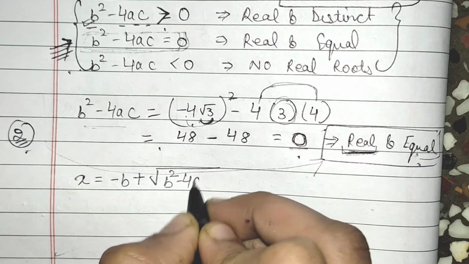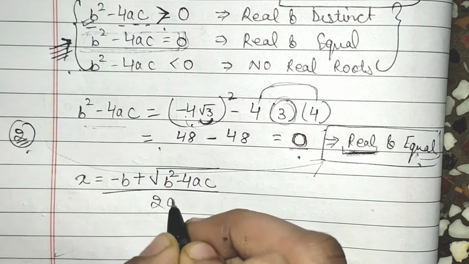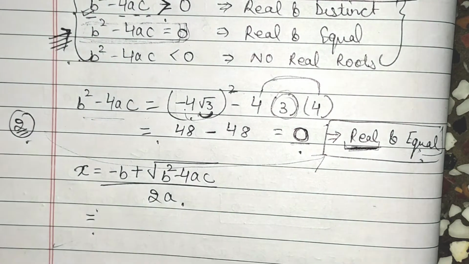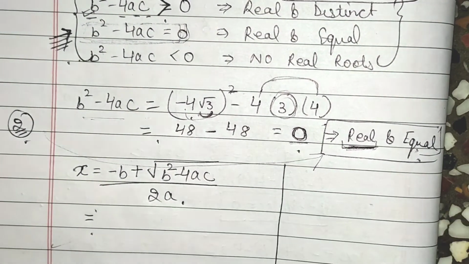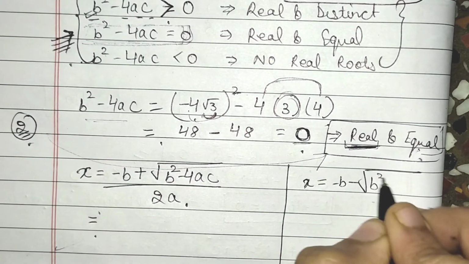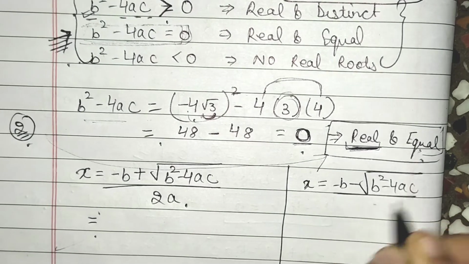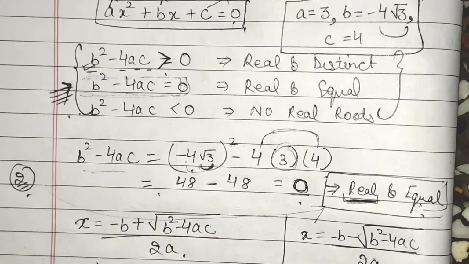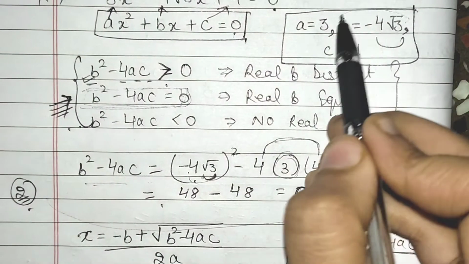Plus b square minus 4ac divided by 2a. I will put the values in the formula and I will find out the roots. Because I have already derived that both the roots will be equal, there is no need to do this extra calculation. Okay, and if you want to do it, then you can. So put the values now.